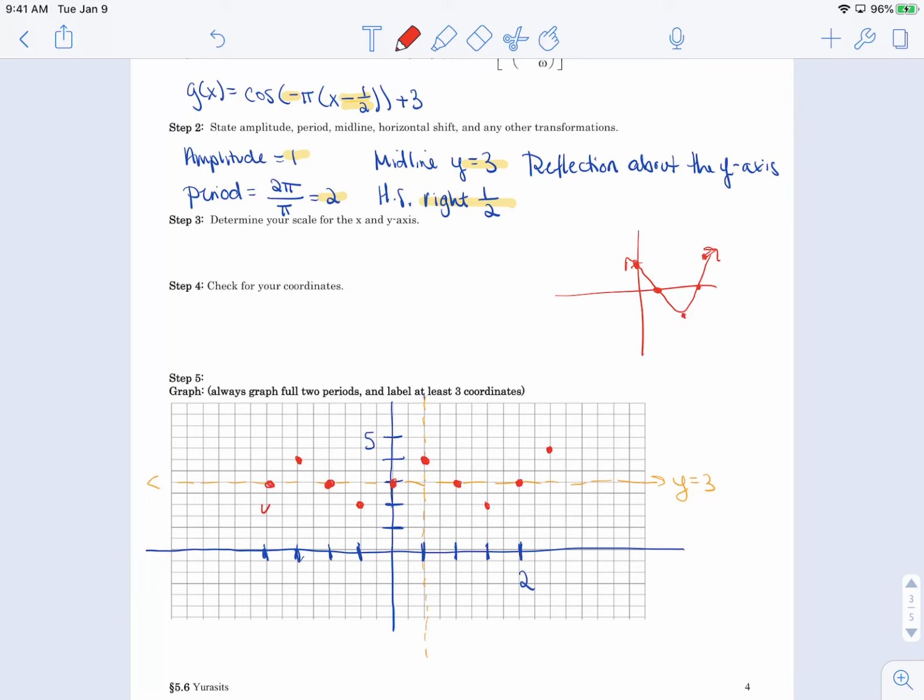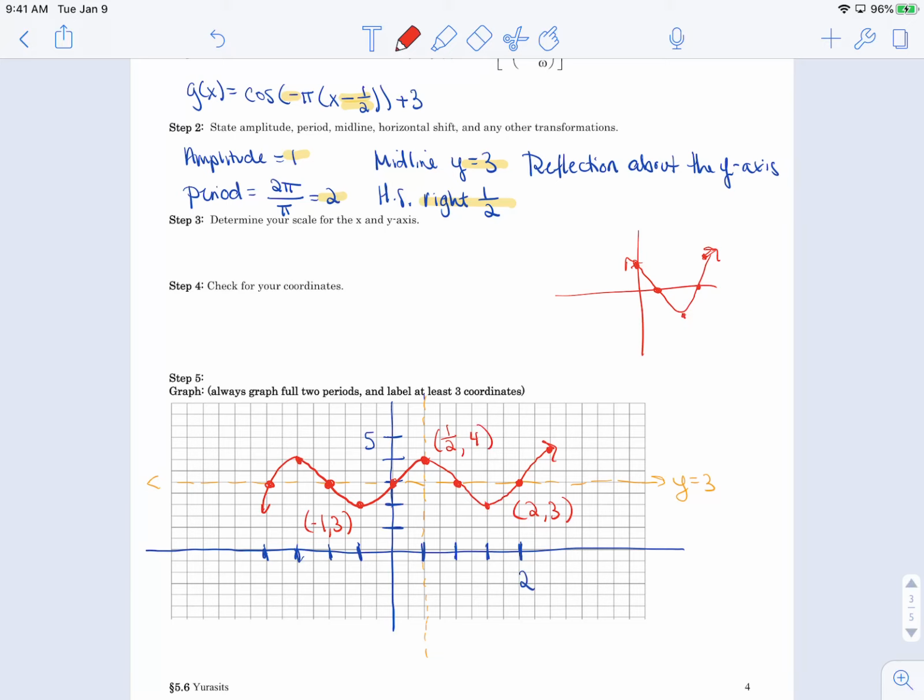And so I'm going to go ahead and make my wave. And then after I'm done making my wave, make sure you give yourself coordinates. So this is 2, 3. This guy would be -1, 3. I'm just choosing random ones. And this is 1/2, 4.